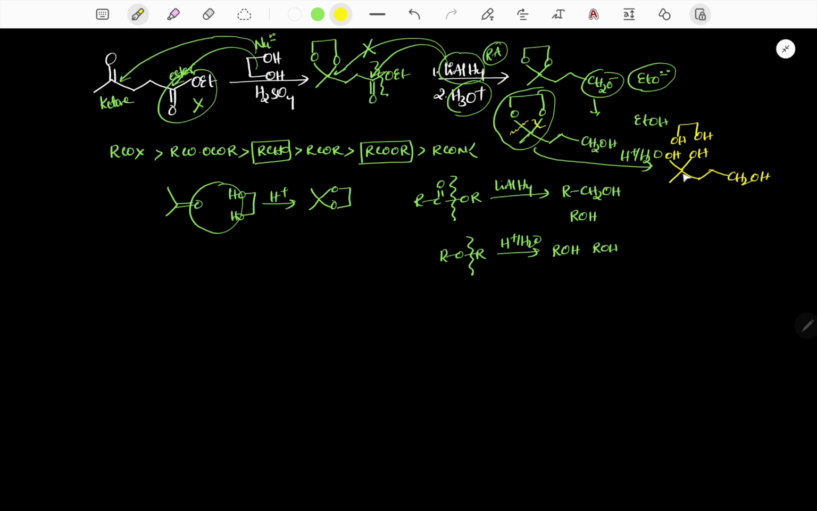If the same carbon has two OH groups, it loses a water molecule. Finally the corresponding product is a ketone. At this carbon we get the ketone. So this is our final product.